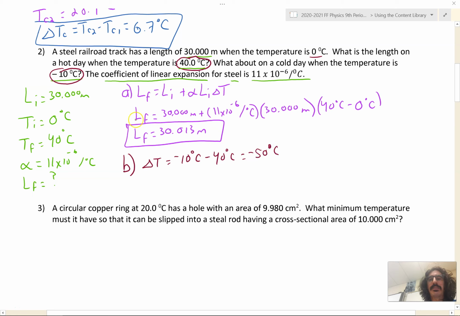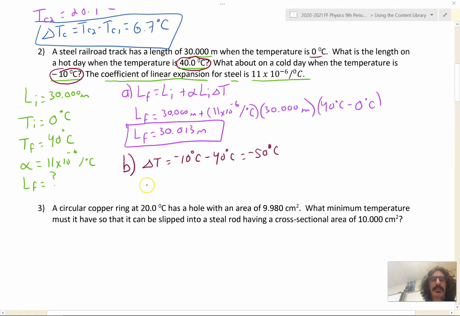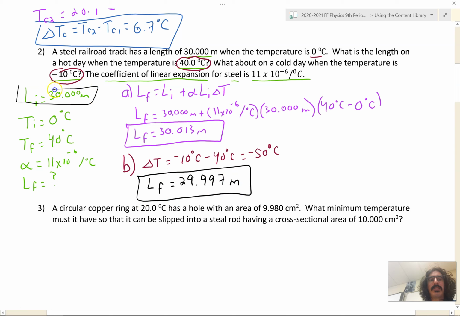So we can plug this into the same formula, and we get a final length, L sub F, to equal 29.997 meters. So when it cooled off, it's going to shrink, and it's going to shrink before its initial length compared to when it was at 0 degrees Celsius.